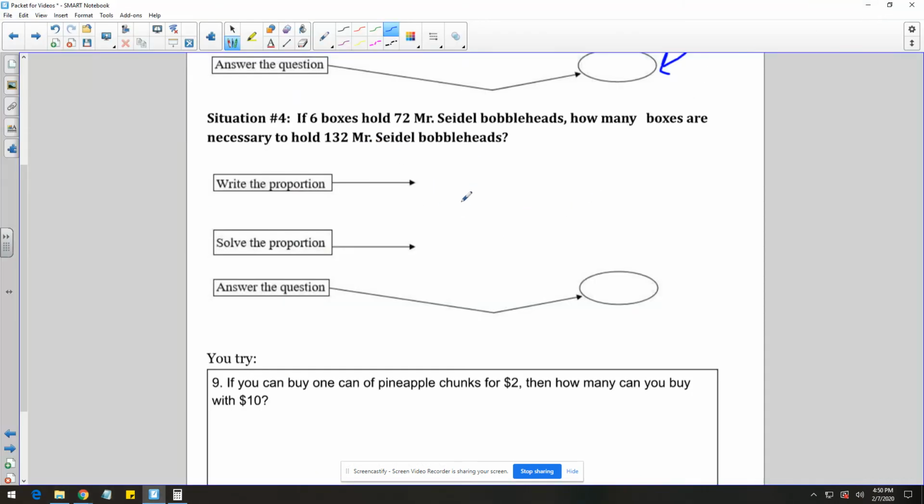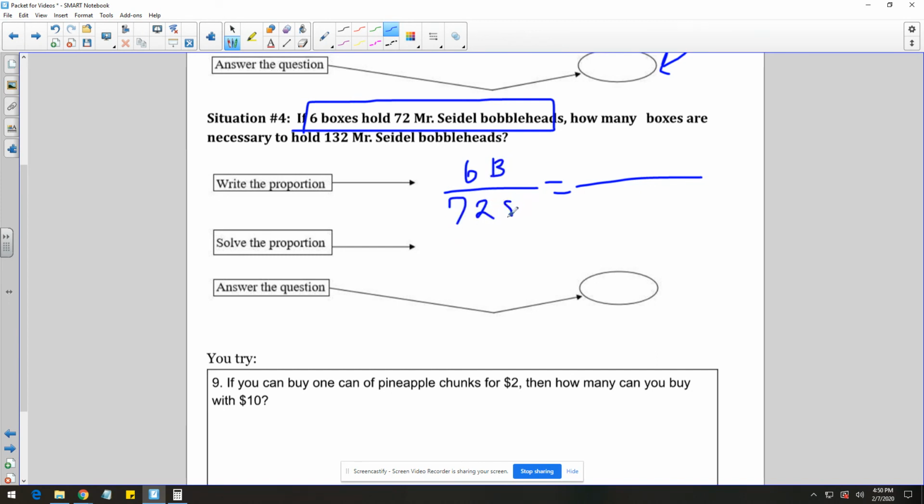So I'm just going to set this one up for you. As I read, it says if 6 boxes hold 72 bobbleheads, so I have my 6 boxes and my 72 bobbleheads, how many boxes are necessary to hold 132 bobbleheads? So the 132 has to go on the bottom, and this is what I'm looking for. So work through these problems, use proportional reasoning, and good luck to you.